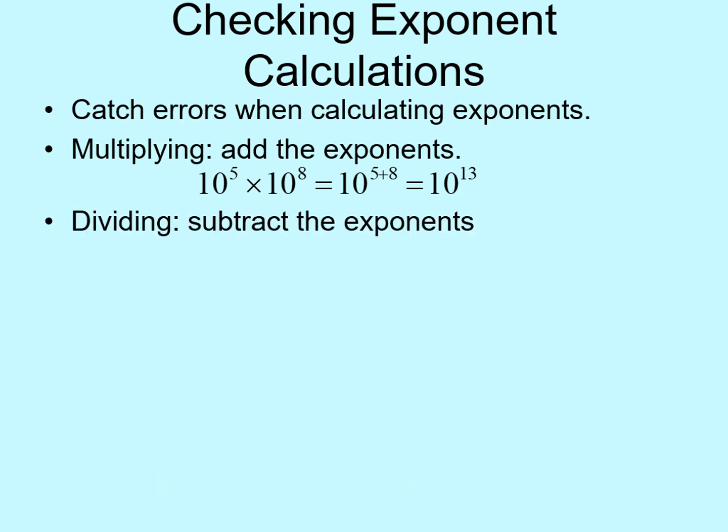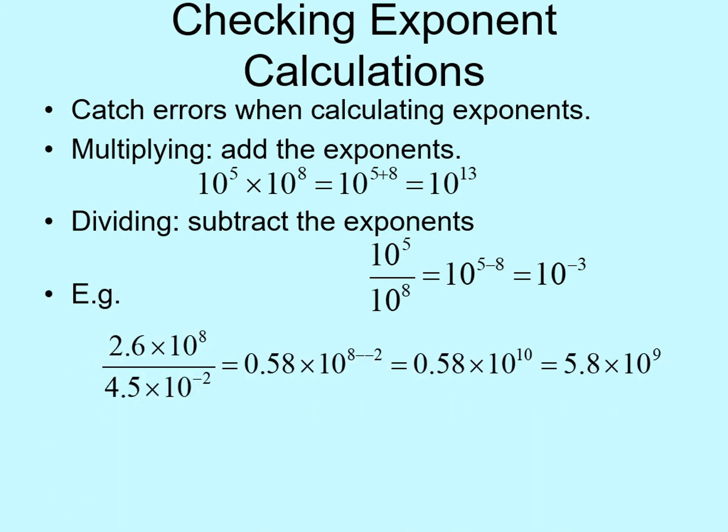You can do something similar when you divide numbers with exponents. In this case, you subtract the exponents. For example, if you divide 10 to the 5th by 10 to the 8th, then the answer will be 10 to the minus 3. This makes sense because 10 to the 8th is a lot bigger than 10 to the 5th. So the answer should be less than 1, and that's what a negative exponent gives us.